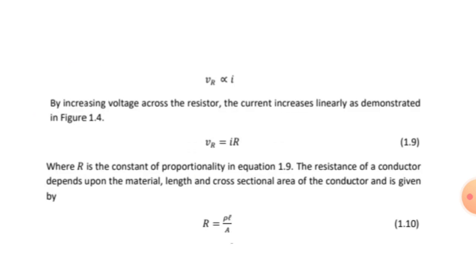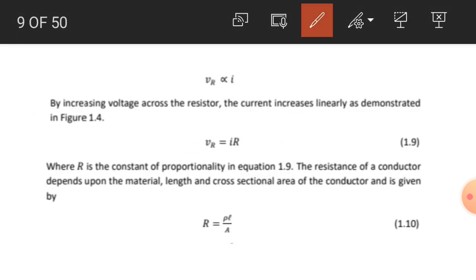What is Ohm's law? Ohm's law states that the voltage across a resistor is directly proportional to the current in the resistor, provided the resistance of this resistor is held constant. The voltage across the resistor is directly proportional to the current in the resistor, if the resistance of the resistor is constant.